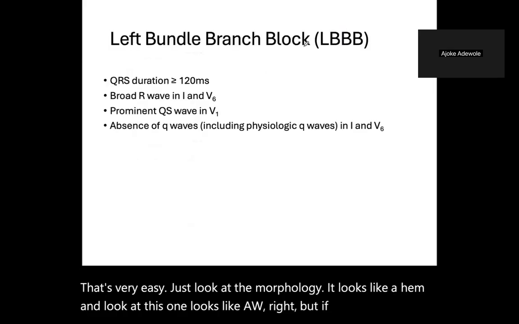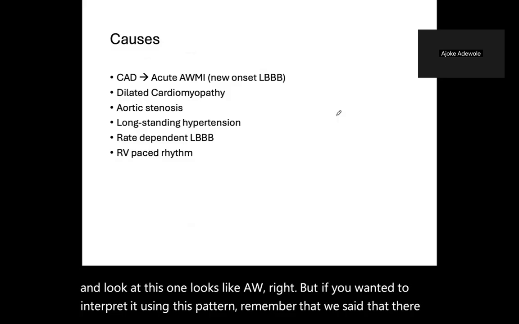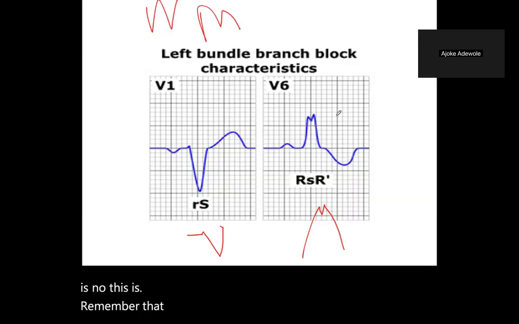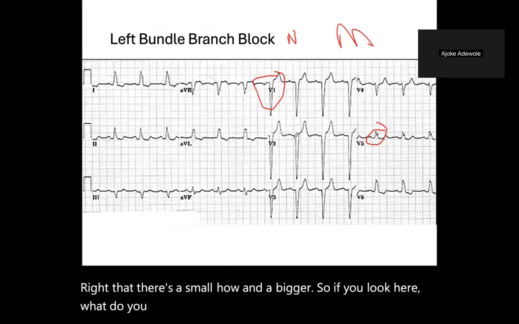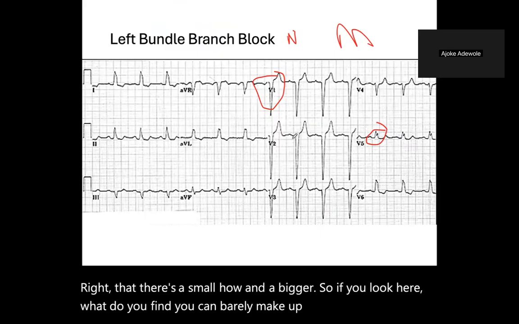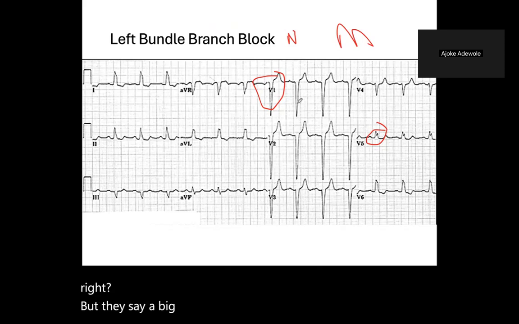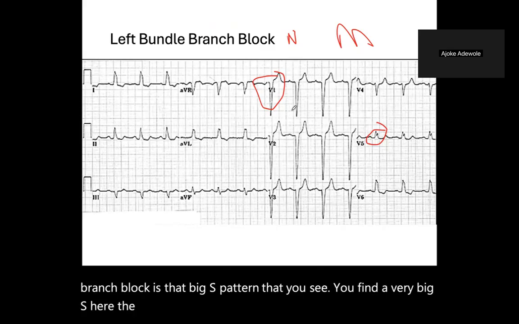But if you wanted to interpret it using this pattern, remember that we said there's a small R and a big S. So if you look here, what do you find? You can barely make out any R here, right? But they say a big S pattern. So the problem with left bundle branch block is that big S pattern that you see. You find a very big S. Here, the small r is barely evident, right?